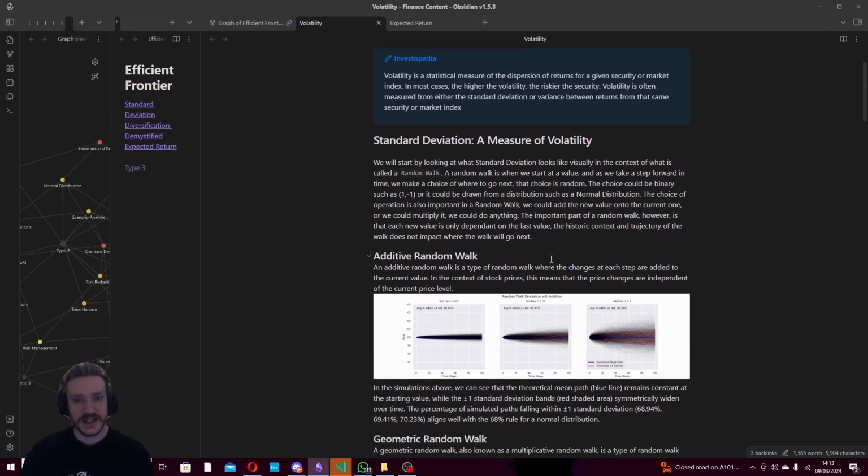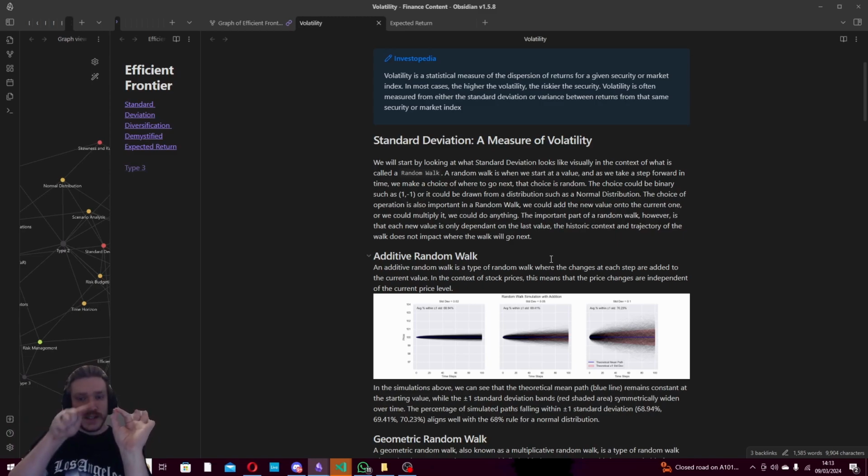So standard deviation, a measure of volatility. How do we begin to understand this? Well, let's look visually before we dive into anything mathematical or examples. So the way I want to do this is looking at a process called a random walk, and we'll look at standard deviation in this context. So what is a random walk? A random walk is when you have some start value, okay? And from this start value, we're going to step along in time.